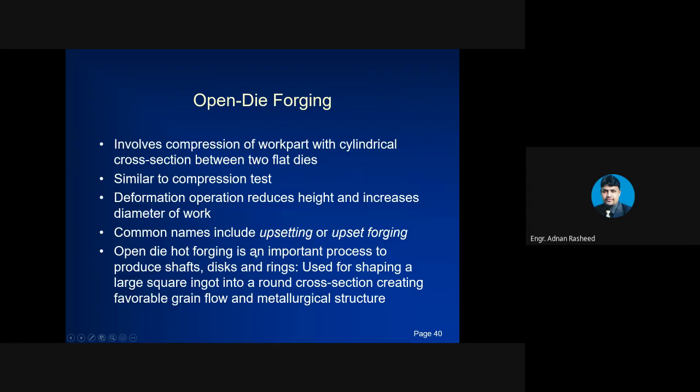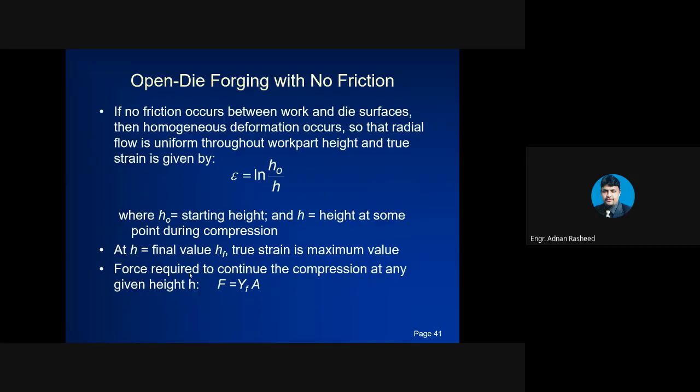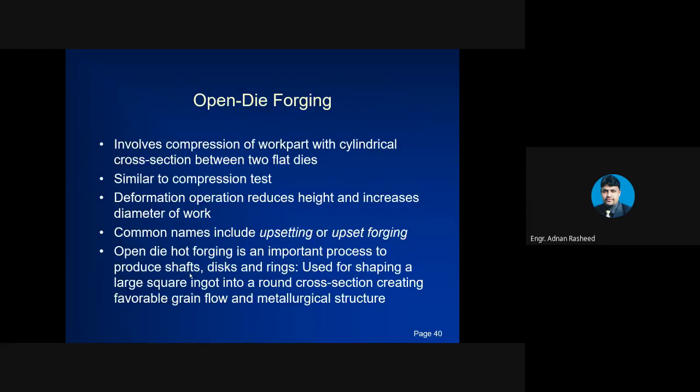Open die hand forging is an important process to produce shafts and discs. It is used to forge large square ingots into a round cross section, creating a favorable grain flow and metallurgical structure. So basically, open die forging is generally known as upsetting or upset forging.